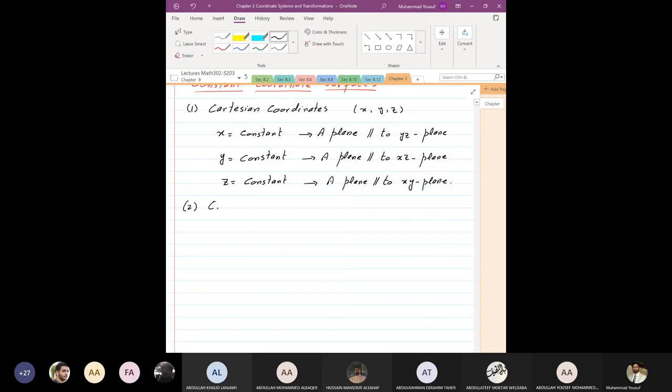Number 2, cylindrical coordinates, which is rho, then what? Phi, then what? Z. So rho equal to constant. What does this mean, rho equal to constant? When rho is not changing, phi is changing, and z is changing.